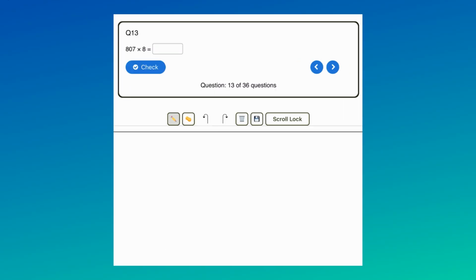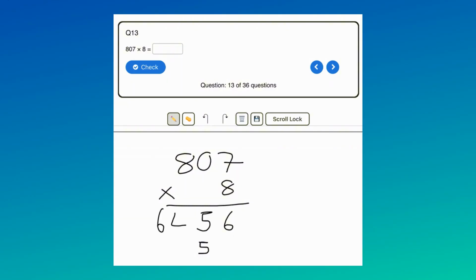Question 13, long multiplication. 807 times 8. 7 eights are 56. 8 zeros are 0. Add to the 5, 5 there. 8 times 8 is 64. So my answer is 6,456.